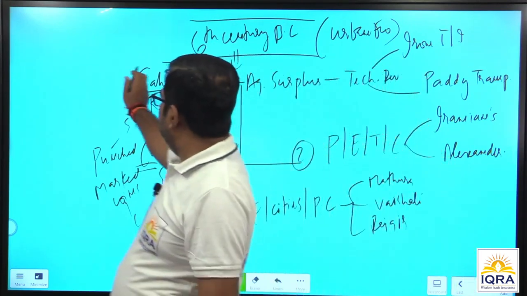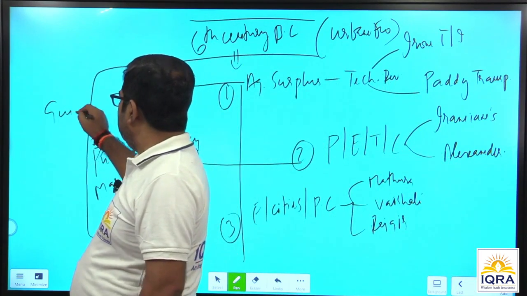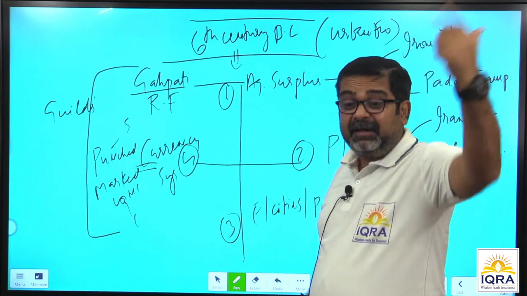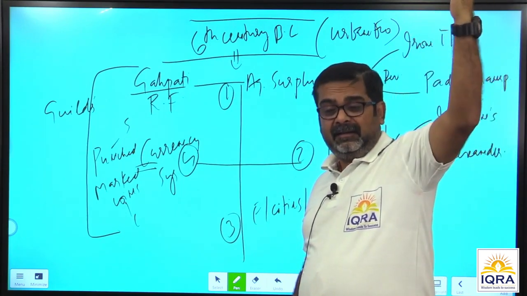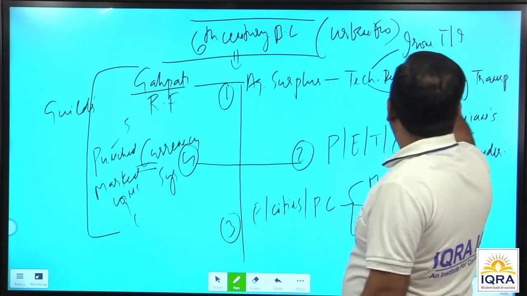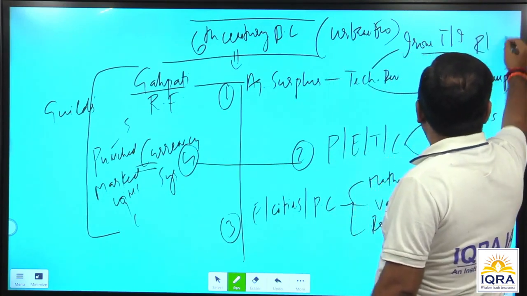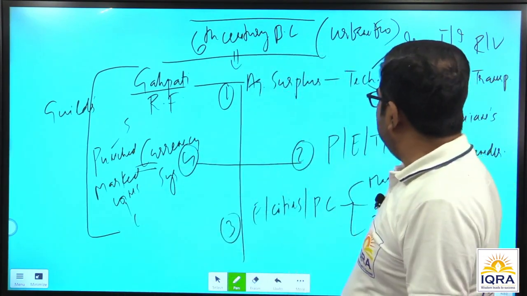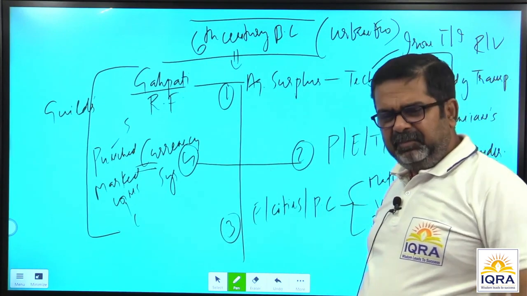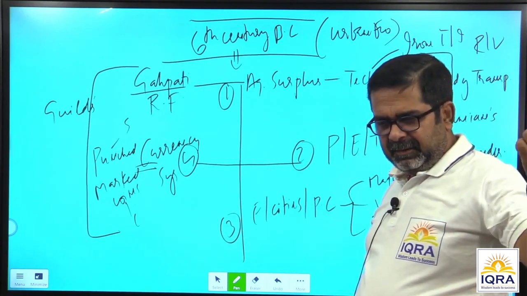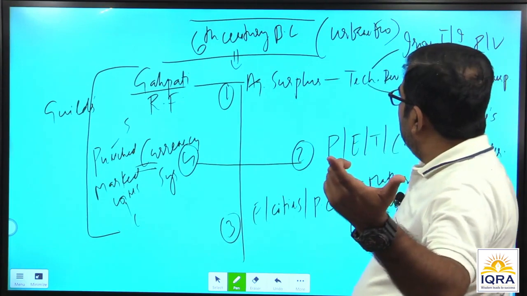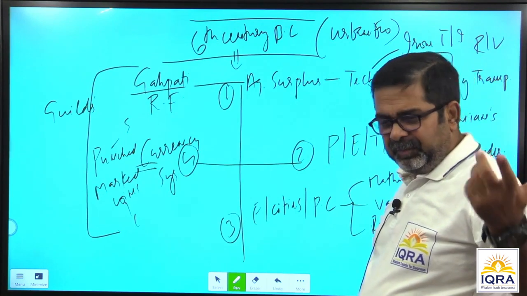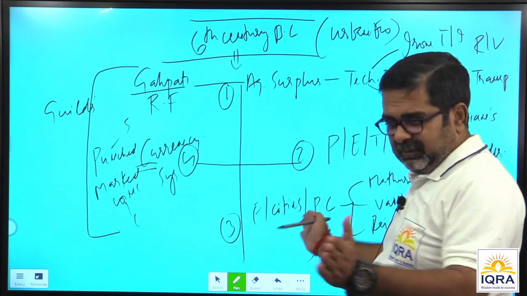Then, fifth feature, guild system, the regulating body for different crafts. Weavers Guild, unions, Weavers Guild, Potters Guild, Ironsmith Guild. And then, rise in the status of Vaishyas. Vaishya means trading class. Bas, from here they will ask the question of prelims. Simple.